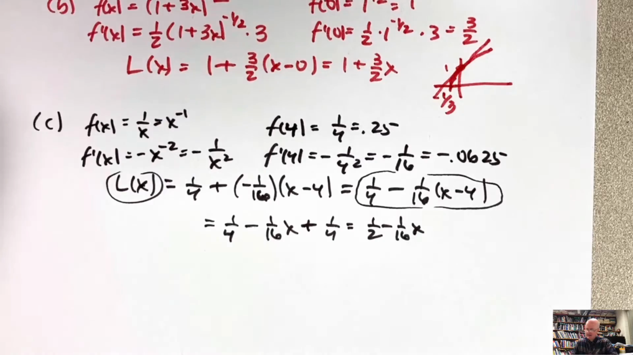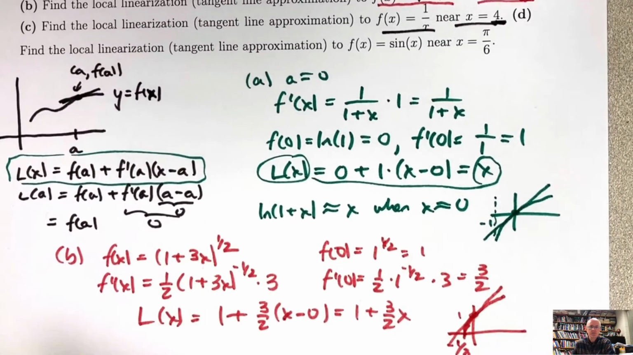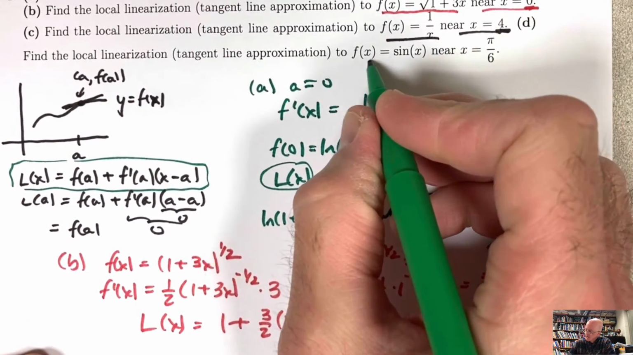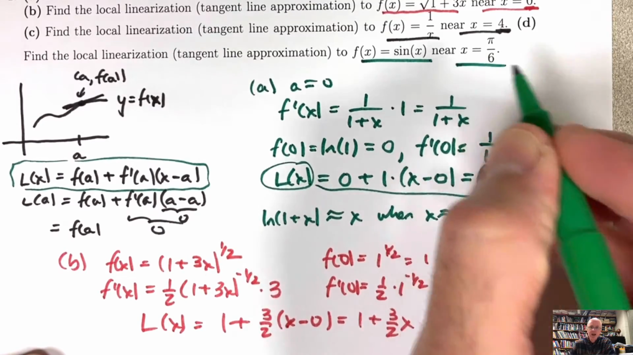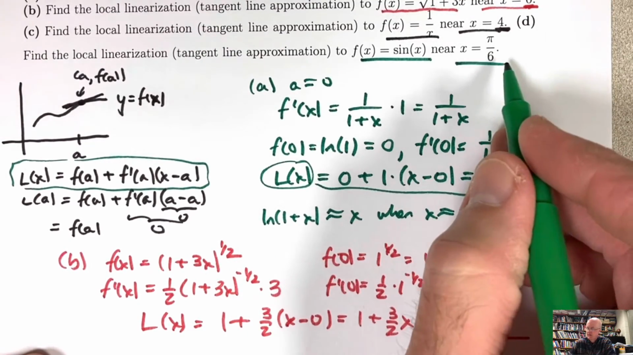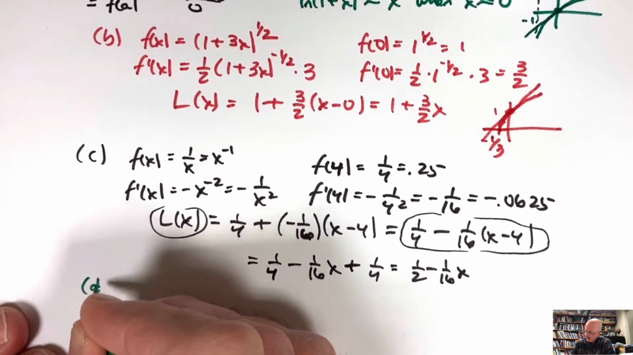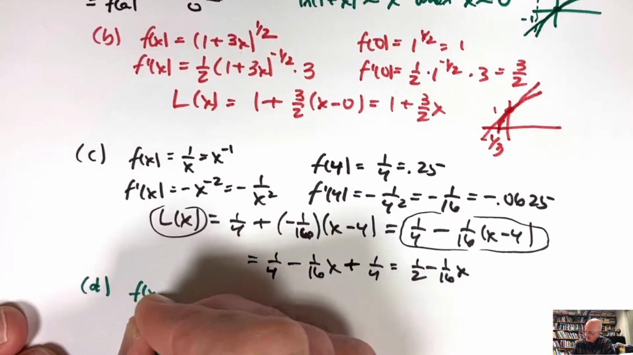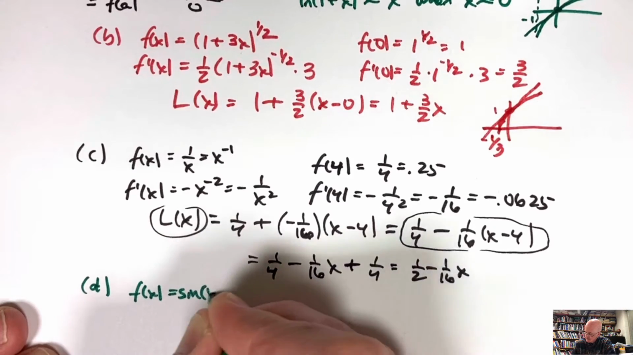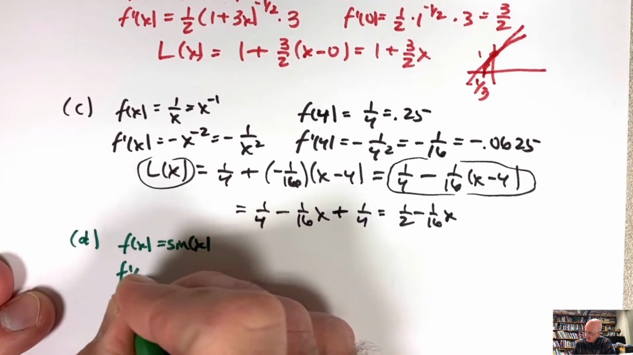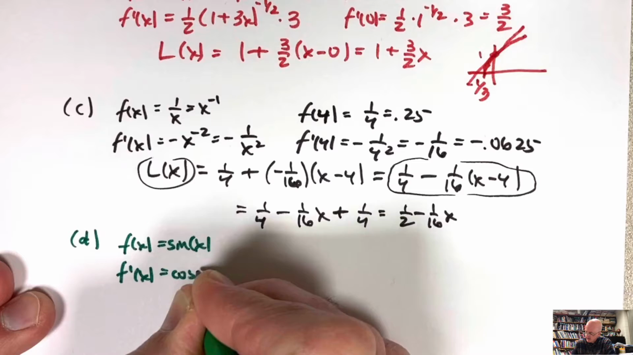All right, last example here is D. The function is sine of x, and the point x is pi over 6. In other words, that's the value of a again. A is now pi over 6. F of x is sine of x. Its derivative, f prime of x, then therefore is cosine of x.